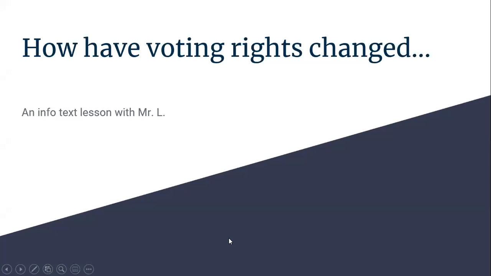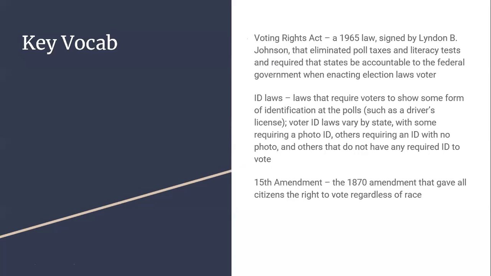Thank you. All right. So this is about voting rights. It's from PBS Learning. Here's some key vocab for you to know before we watch it. Ariani, why don't you go ahead and read what the Voting Rights Act is? Voting Rights Act, a 1965 law signed by Lyndon B. Johnson that eliminated poll taxes and literacy tests and required that states be accountable to the federal government when enacting election laws. Voter.